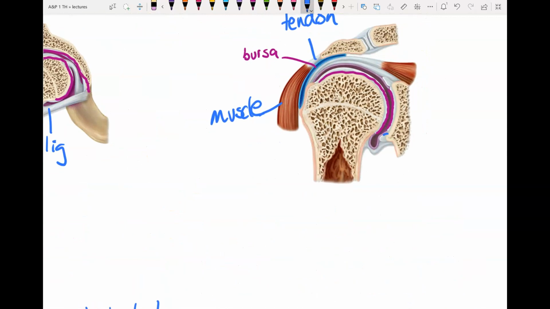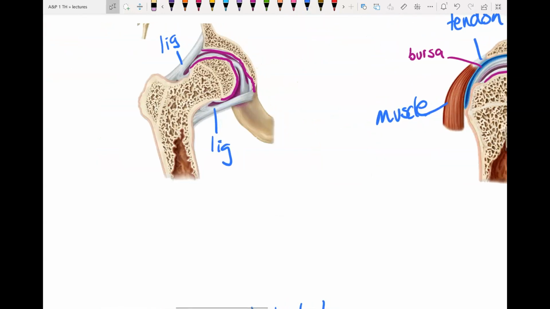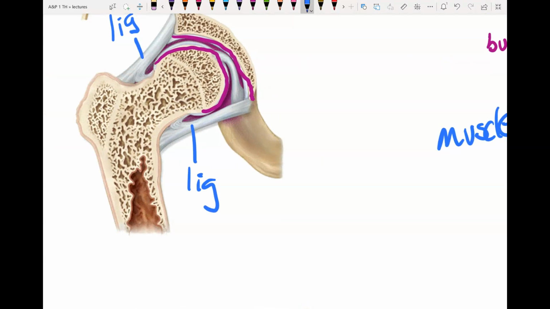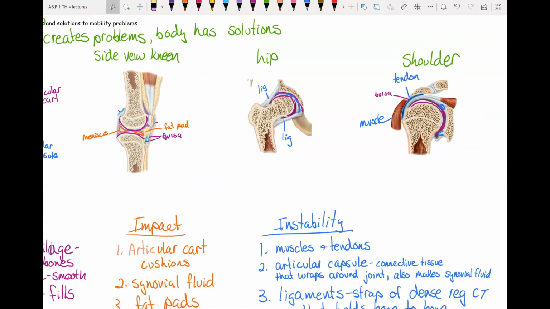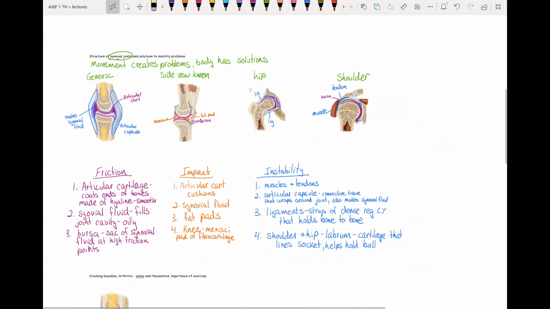So here in the shoulder, see these little points sticking out here? That's your labrum. It's these little pieces of cartilage that are sticking out from the socket and helping to hold the head of the humerus in place. And here in the hip, the labrum would be here like this. It's a piece of cartilage that lines the socket and it helps hold the head of the femur in place. So those are some important features of synovial joints, how they solve the problems that they get from being so mobile.